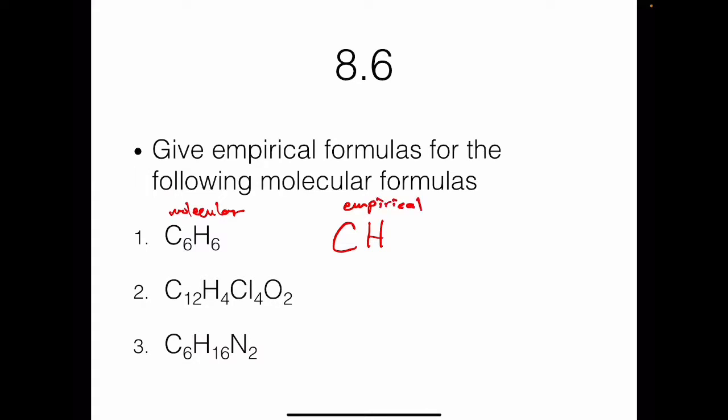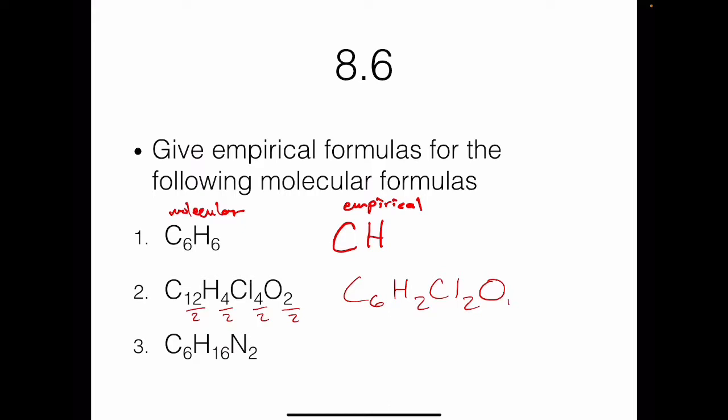For the next one, how we might do this is we're going to take the smallest number, because if we divide the smallest number by itself, that automatically gives us a subscript of 1. So we're going to divide all of those other numbers by the smallest number. The smallest number here is 2. So if I do that, what I get is C6H2Cl2O1. You can see I can't reduce this any further because since I already have a 1, 1 divided by 1 just gives me 1. So this is as far as I can go in terms of the empirical formula.